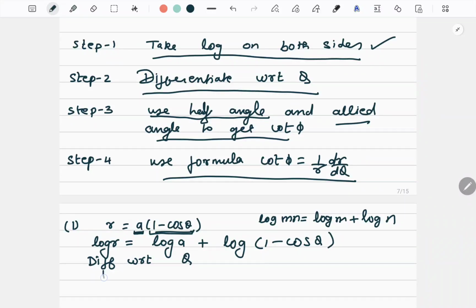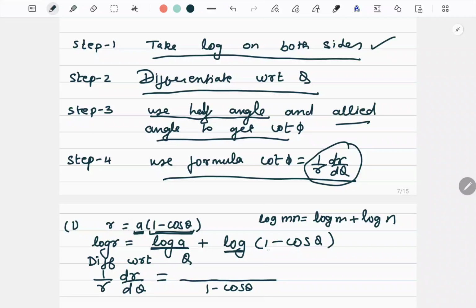So this side what will come? 1 by r dr by d theta is equal to, what is the differentiation of log a? A is a constant, so it will become 0. So this is the advantage of taking log, the constant will go. And the second advantage is that you will get the 1 by r thing which I need here. Now here, 1 minus cos theta, so I am applying chain rule. What is the differentiation of log of (1 minus cos theta)? Then go inside the bracket. Differentiation of 1 is 0, differentiation of cos theta is minus sin theta. So minus sin theta means sin theta.